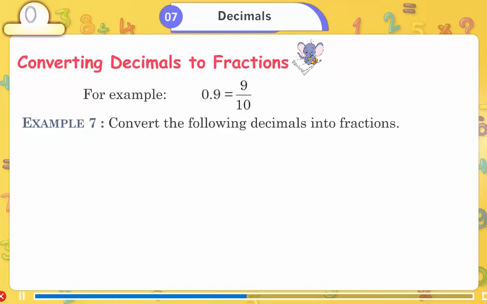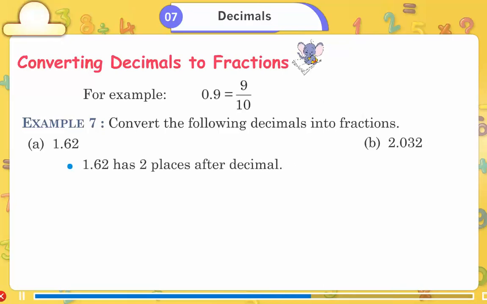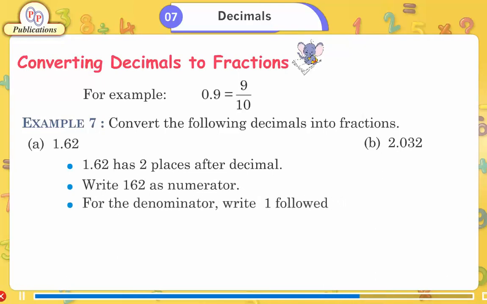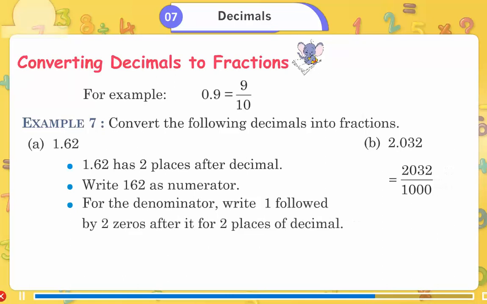Example 7. Convert the following decimals into fractions. A. 1.62. B. 2.032. 1.62 has 2 places after the decimal. Write 162 as the numerator. For the denominator, write 1 followed by 2 zeros for 2 places of decimal. 1.62 is equal to 162 upon 100. B. 2.032 is equal to 2032 upon 1000.